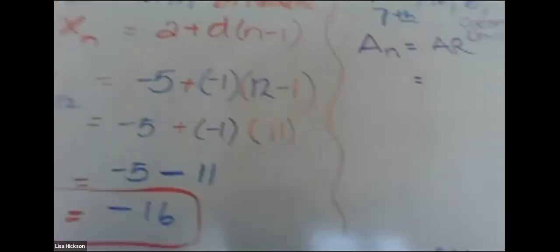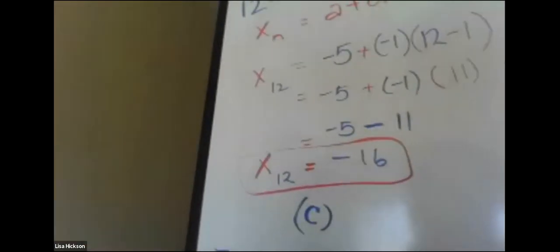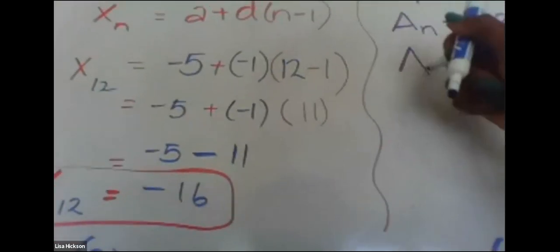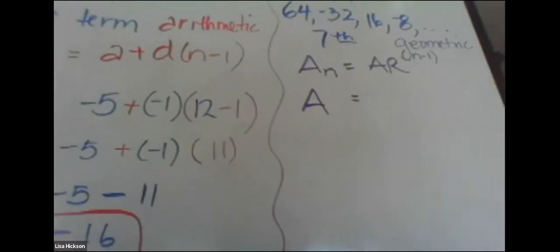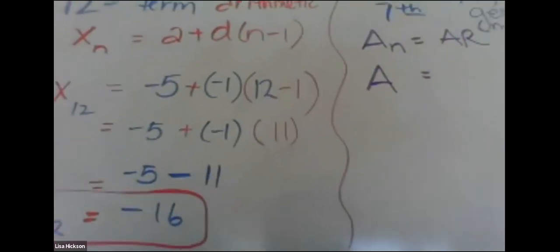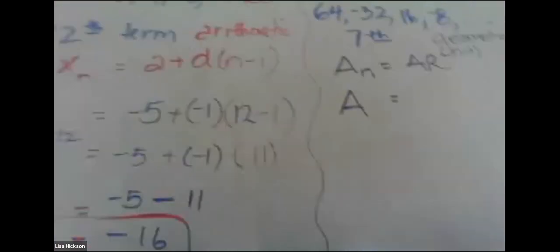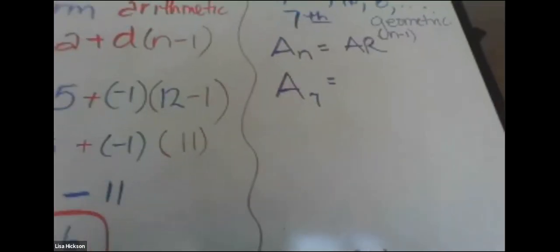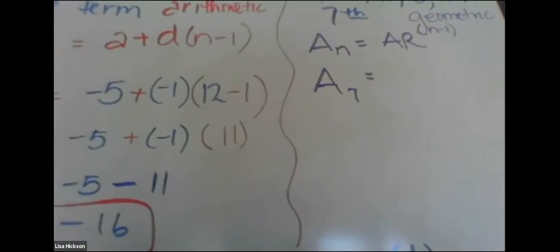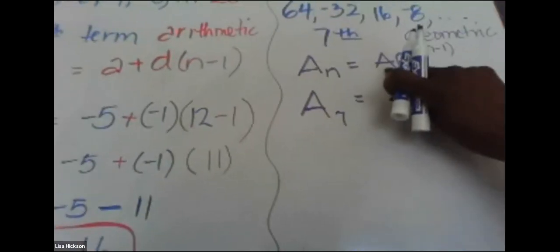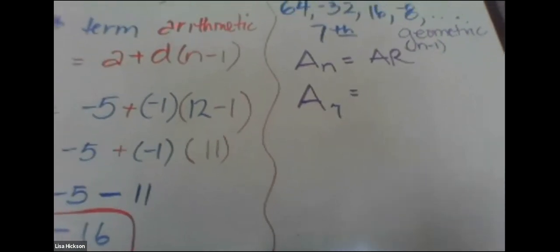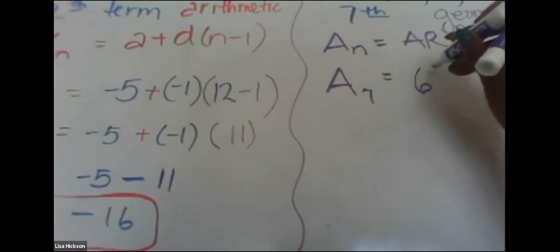All right, so now, let's fill it in. What's our N? What term are we looking for? Because that's our N value, our term. So they are asking us to find the 7th term. So now, this still represents the first term. So the first term is 64.